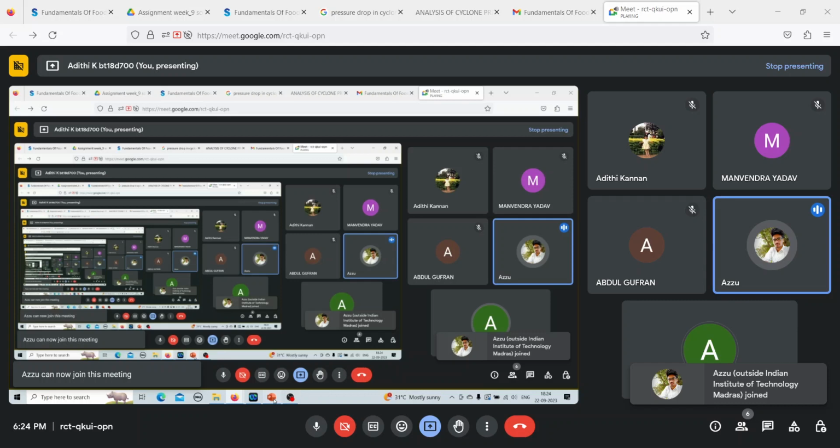If I substitute the values, 2 pi into 2000, which is given in RPM, I am converting it into RPS. So 2000 divided by 60, into R, which is 0.25 meters. You have the diameter given, so the radius is 0.25 meters. The whole square divided by 9.81 into 0.25. This gives me a centrifugal constant of 1117.9. The answer is option A.